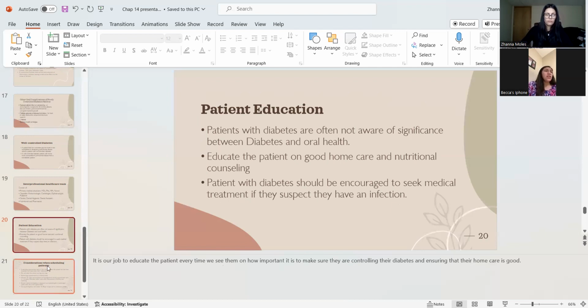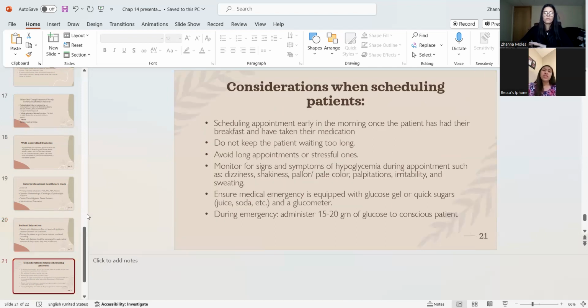As far as considerations when scheduling a patient, we're going to want to schedule the patient as early as we can in the morning, once they've had their breakfast and taken their medication. We don't want to keep the patient waiting too long in the waiting room, and we avoid scheduling long and stressful appointments. Some major signs and symptoms of hypoglycemia, which is a drop in the blood glucose level, are shakiness, dizziness, pallor or pale color, palpitations, and irritability.